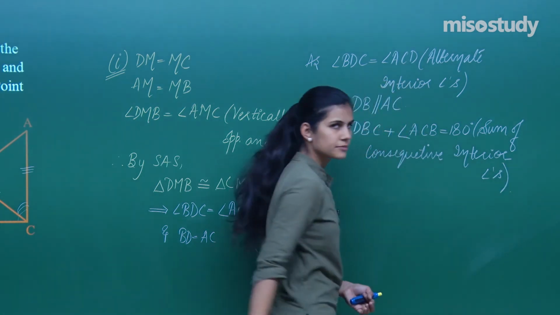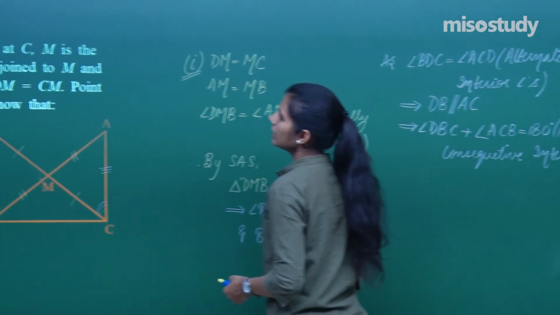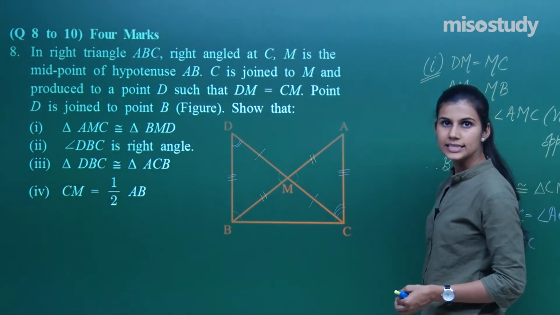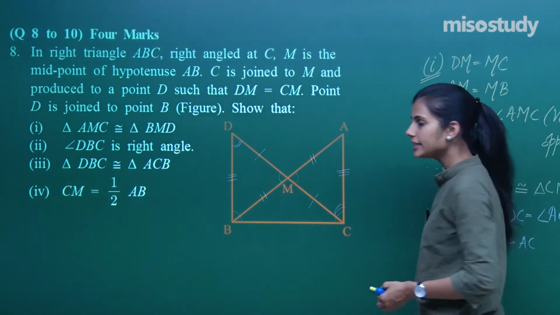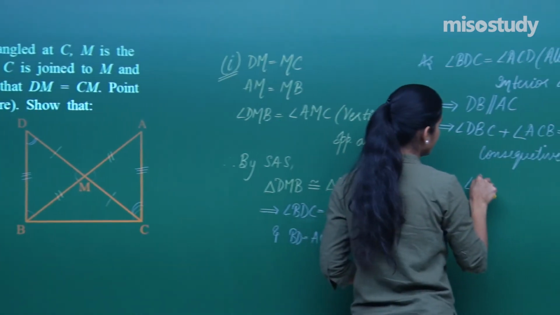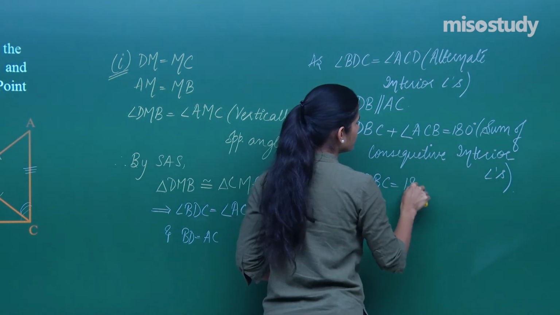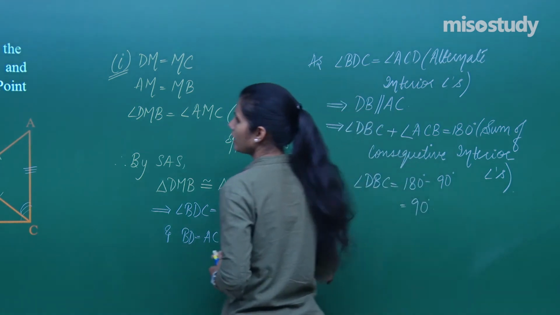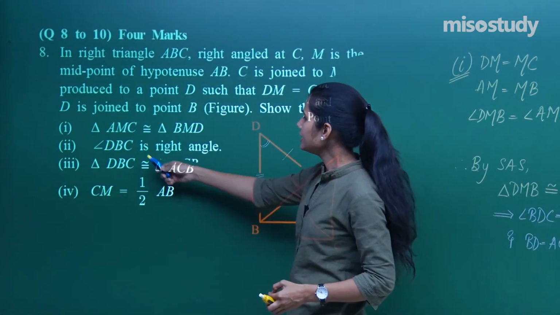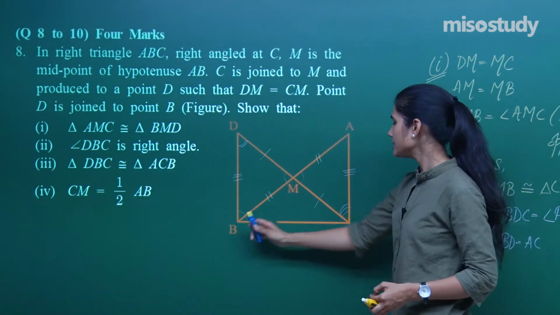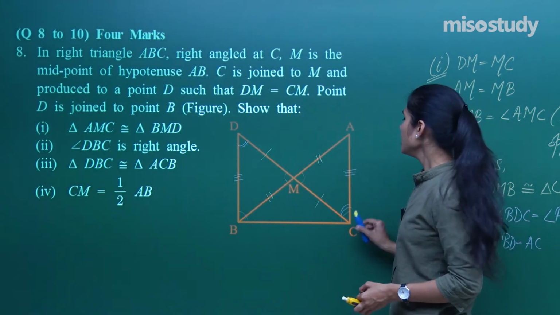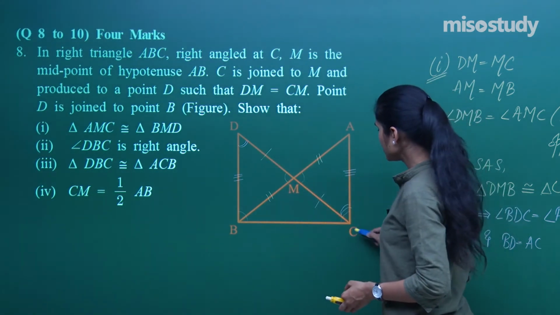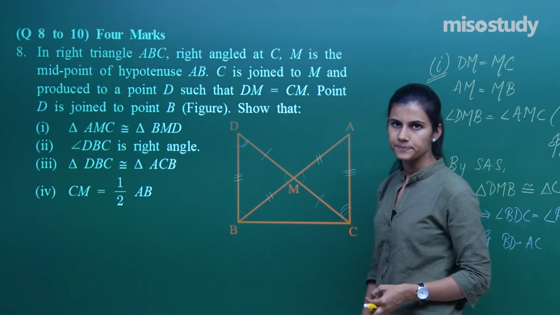It is given to you in the question that triangle ABC is right angled at C. That means this angle C is 90 degrees. So you have angle ACB is 90 degrees. If angle ACB is 90, angle DBC will be equal to 180 minus 90, which is 90. This is what you had to show in the next part, that angle DBC is a right angle. So yes, angle DBC measures same as angle ACB, and therefore both are equal to 90 degrees. Second part done. I have to show triangle DBC is congruent to triangle ACB.